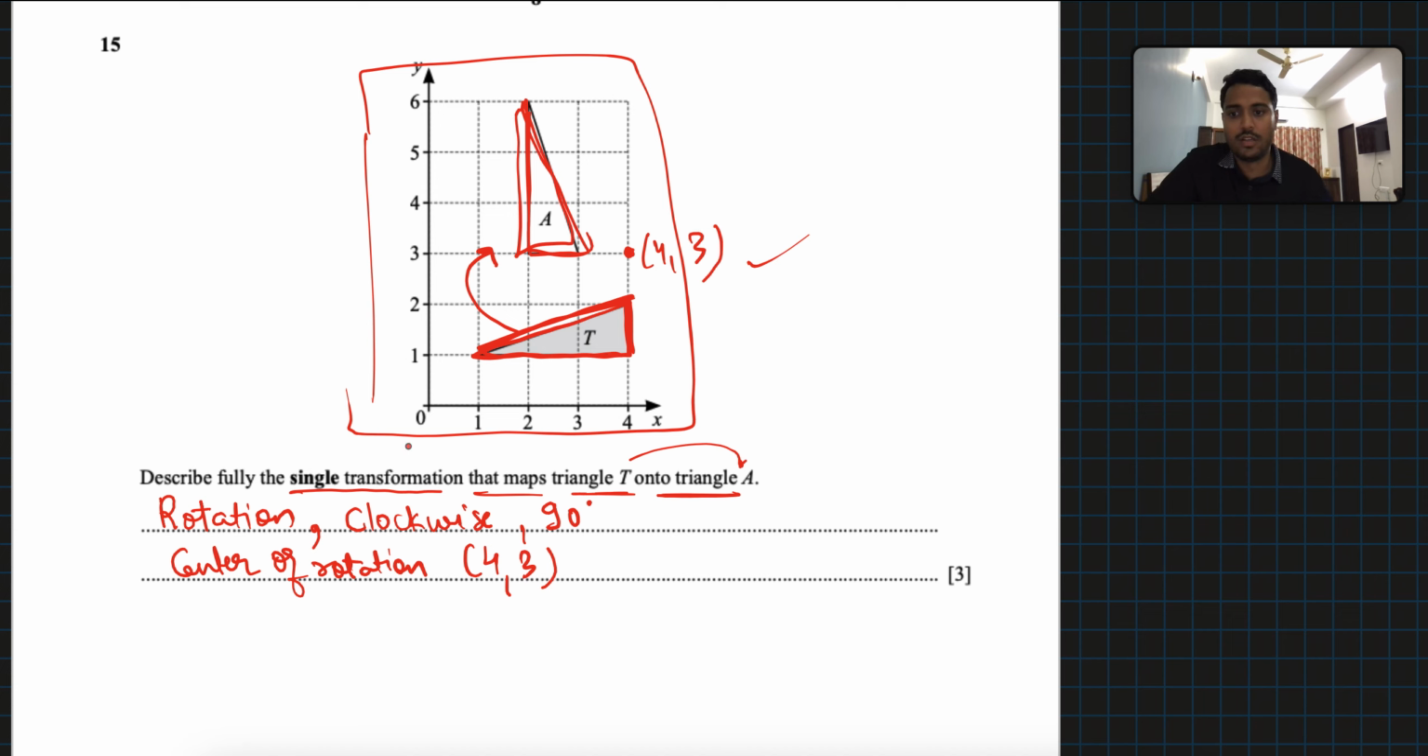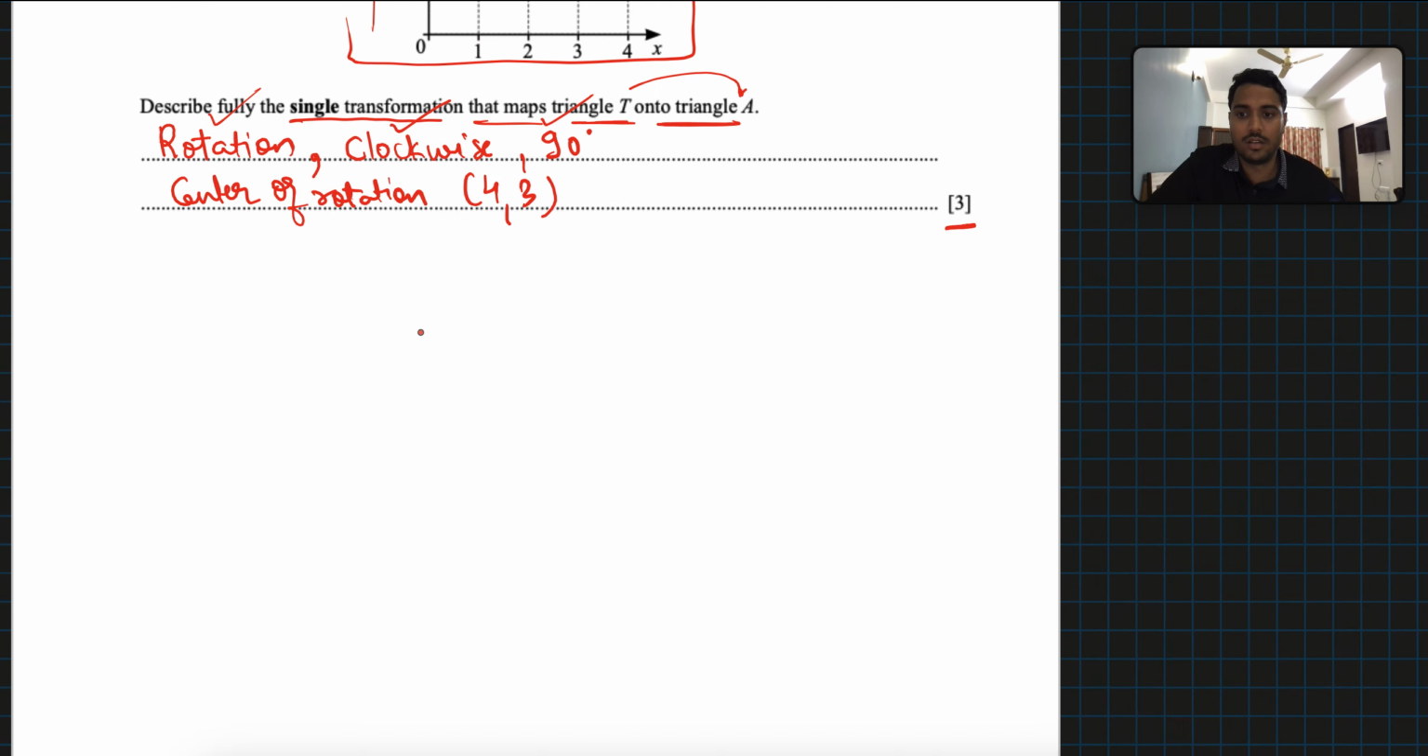So yeah, done. So what are the things that we have to write? We have to write what type of transformation is happening, that is rotation. Direction of rotation, that is clockwise, angle of rotation, and center of rotation. Hence you will get the full 3 marks.